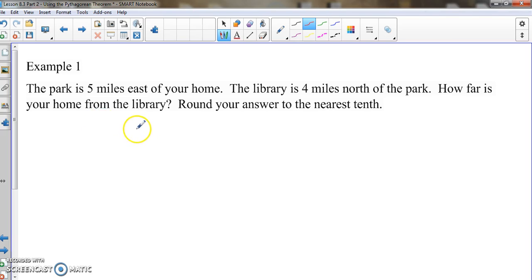So what I would do is I would draw a picture. So here's your home. You're going to love my artwork. Okay, there's your home. All right, and it says the park is 5 miles east of your home. I'm not going to even attempt to draw a park. So here we go. I'm just going to write the word park. All right, I know that the distance between the two of those is going to be 5 miles.